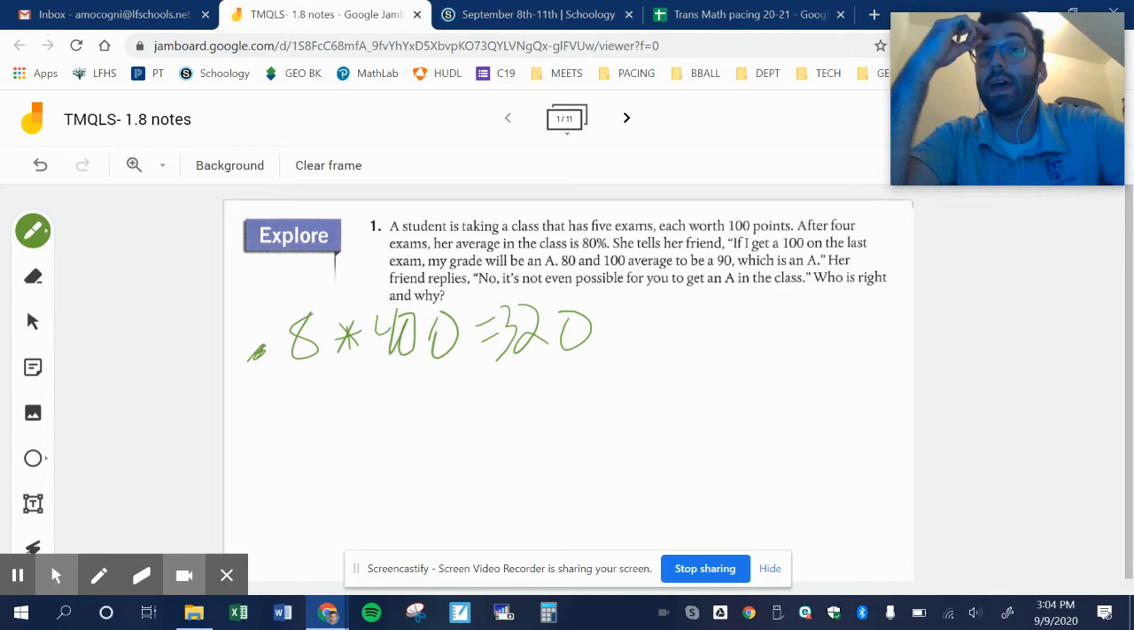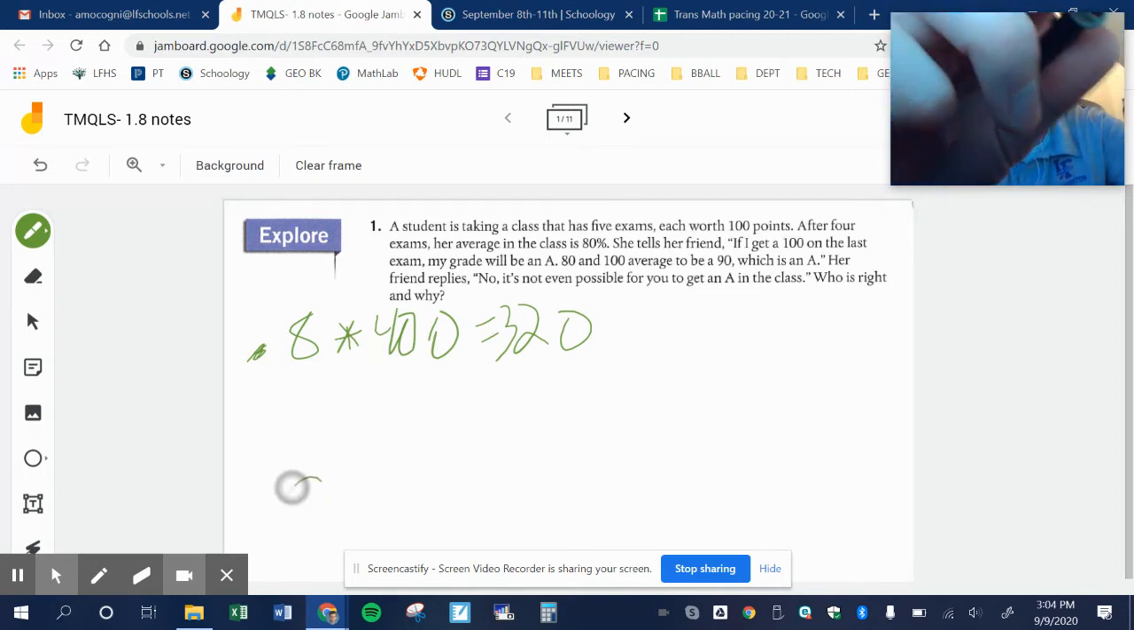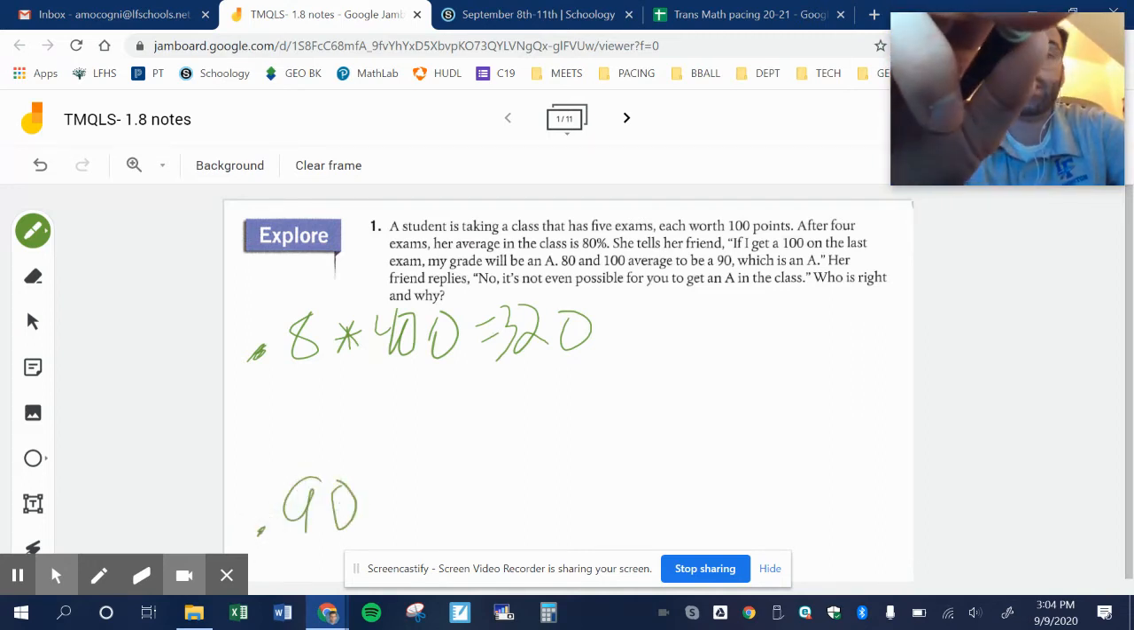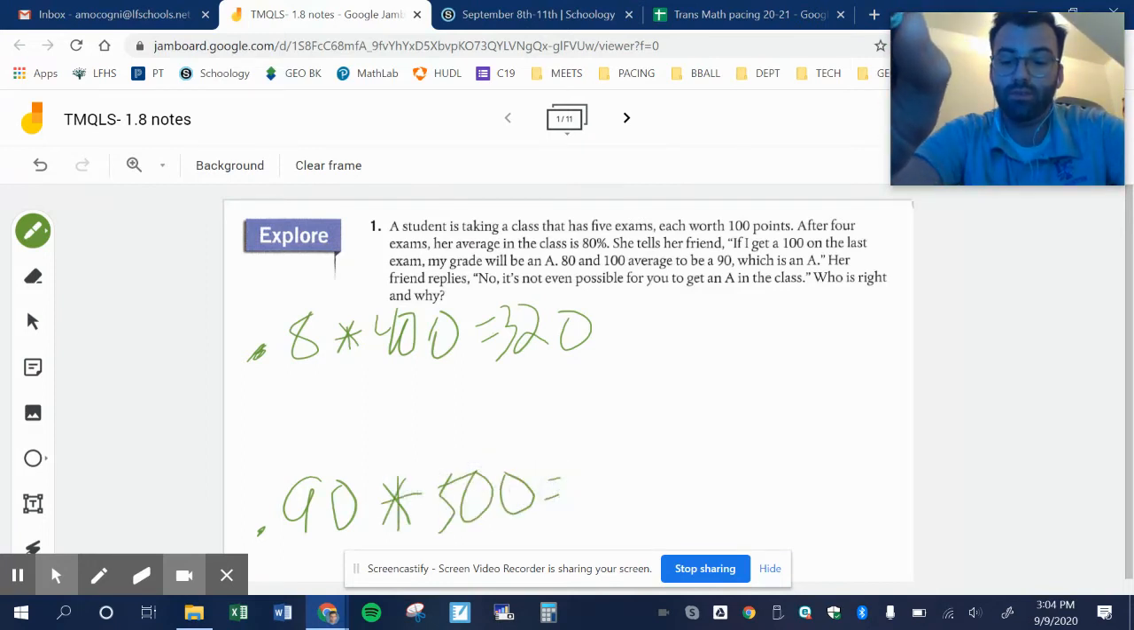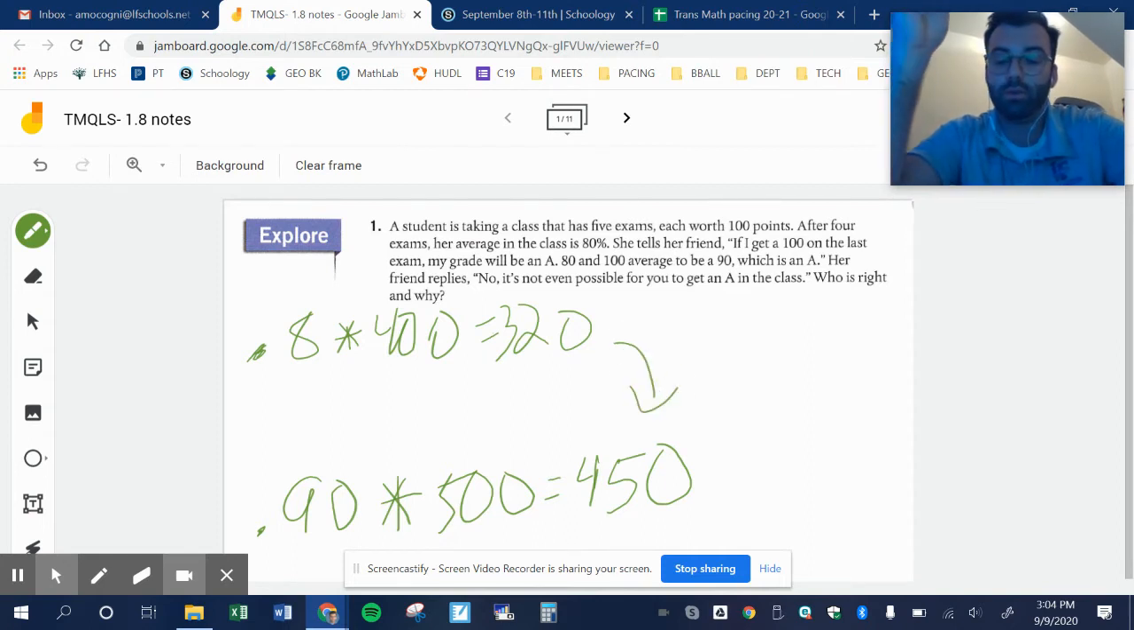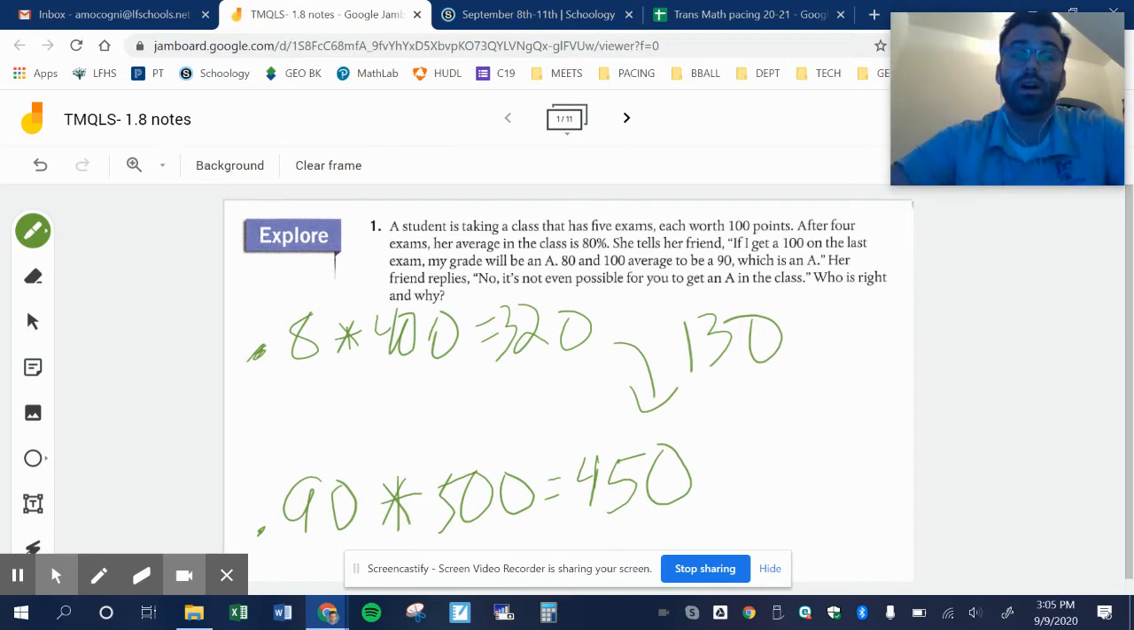So if she wants an average of an A, she would need 90% of those 500 points. Okay, so she would need 90%. So 0.9 times 500 is 450. So there's no possible way to get from 320 to 450 on one exam. She would need to earn 130 points on one exam. And unless that teacher is offering extra credit, there's no possible way. So who is right? The friend is right.